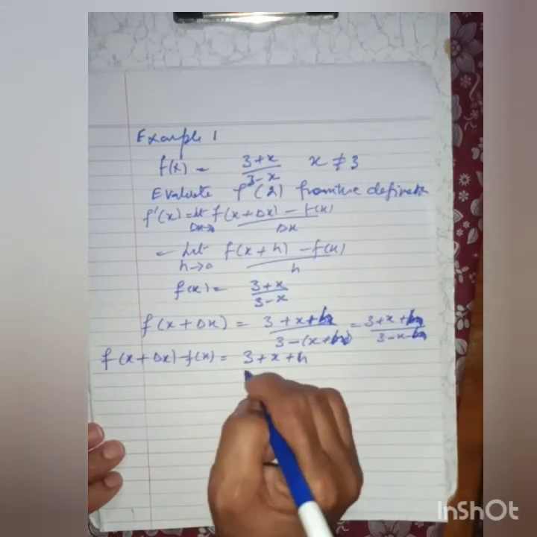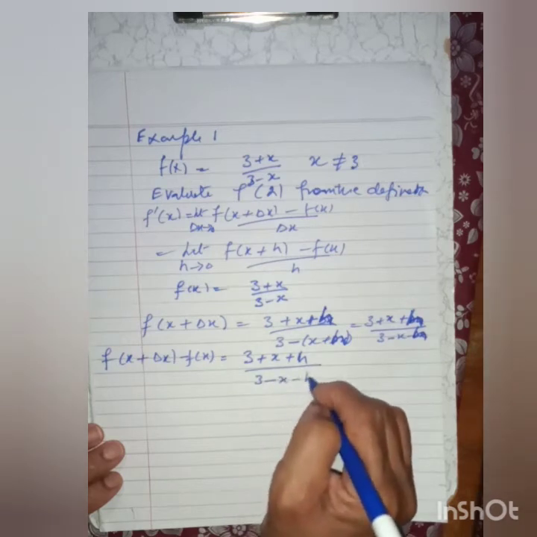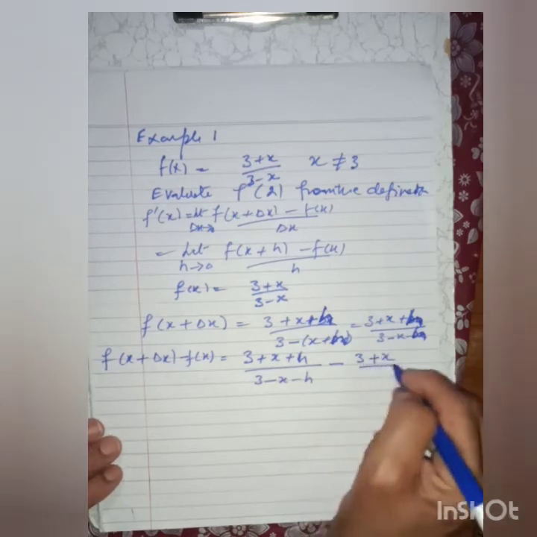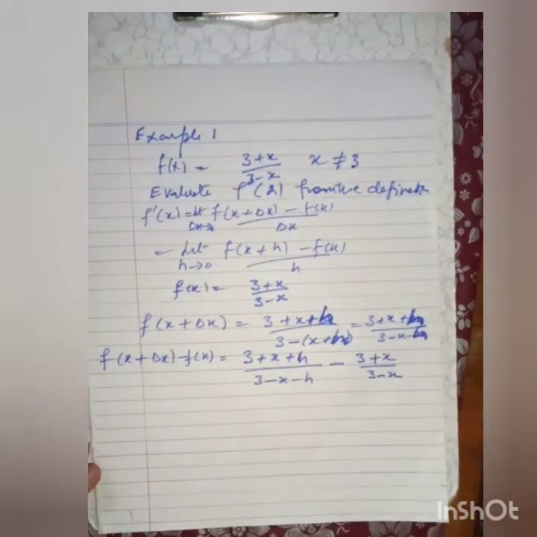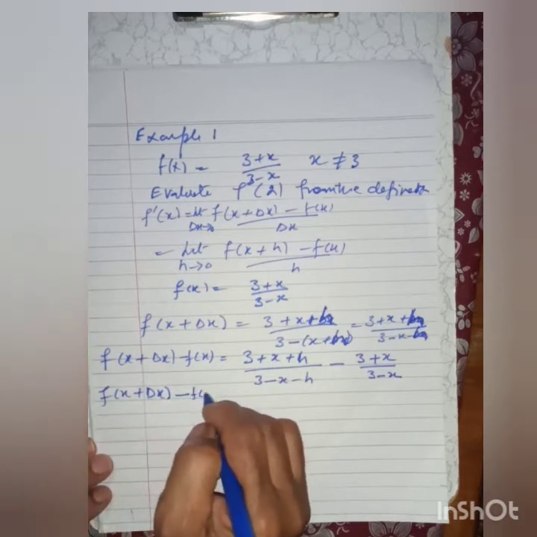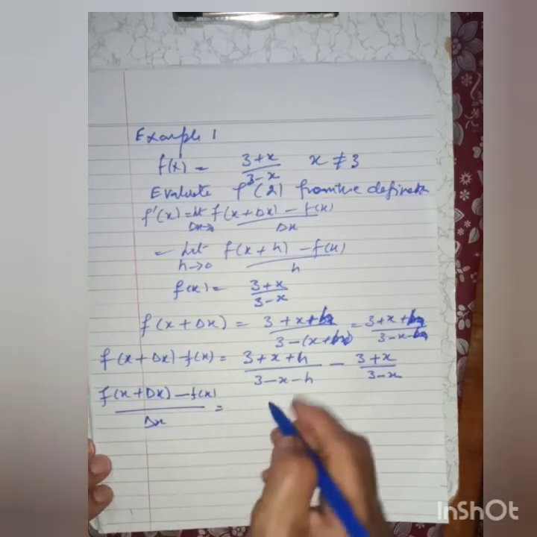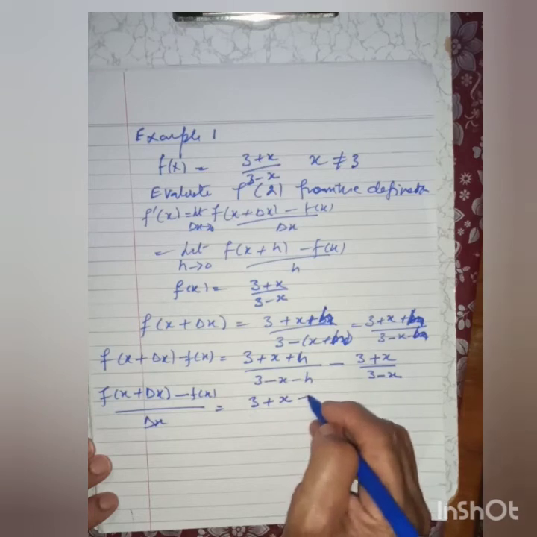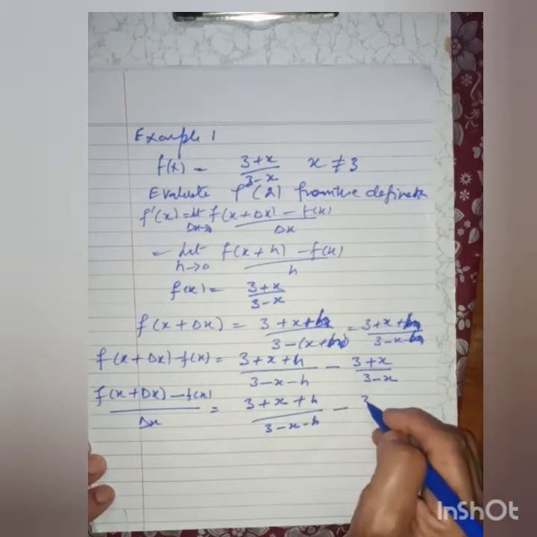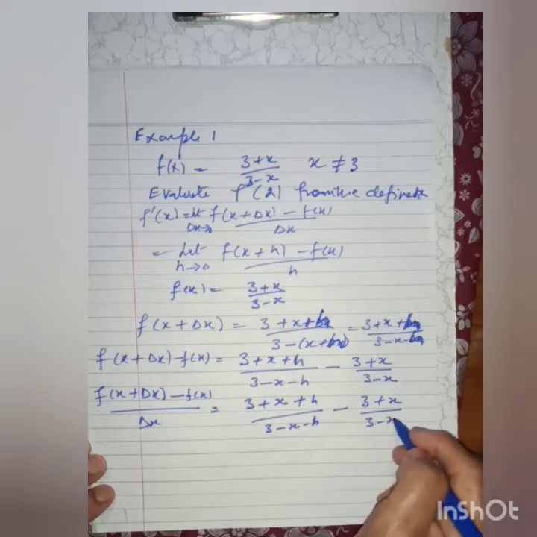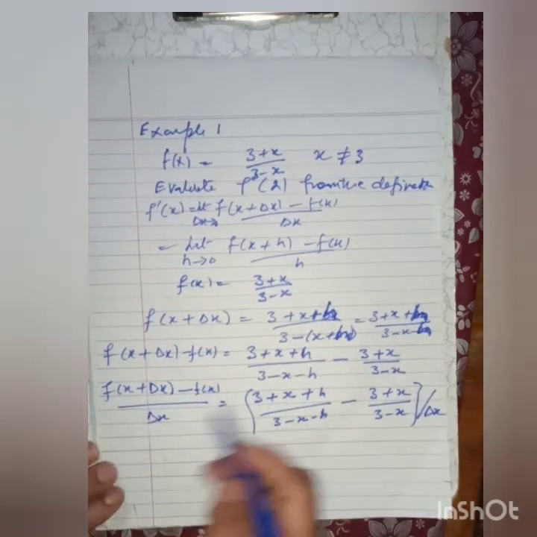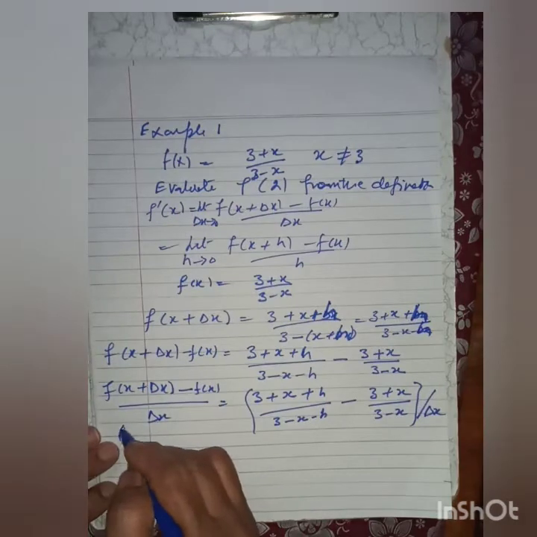3 plus x plus h dividing by 3 minus x minus h minus 3 plus x dividing by 3 minus x. Then f of x plus delta x minus f of x dividing by delta x will be equal to 3 plus x plus h dividing by 3 minus x minus h minus 3 plus x dividing by 3 minus x, and whole dividing by delta x. Now as we know, it is the differential of f of x.